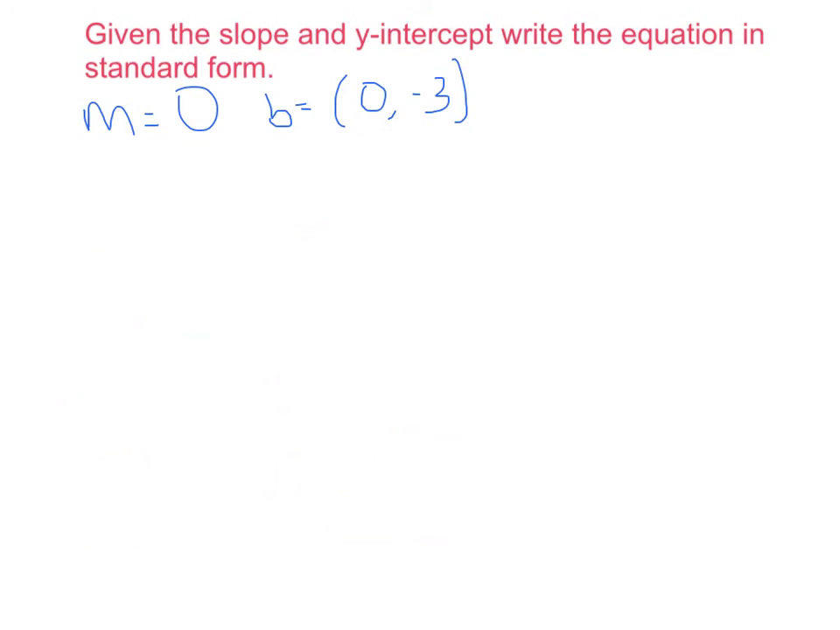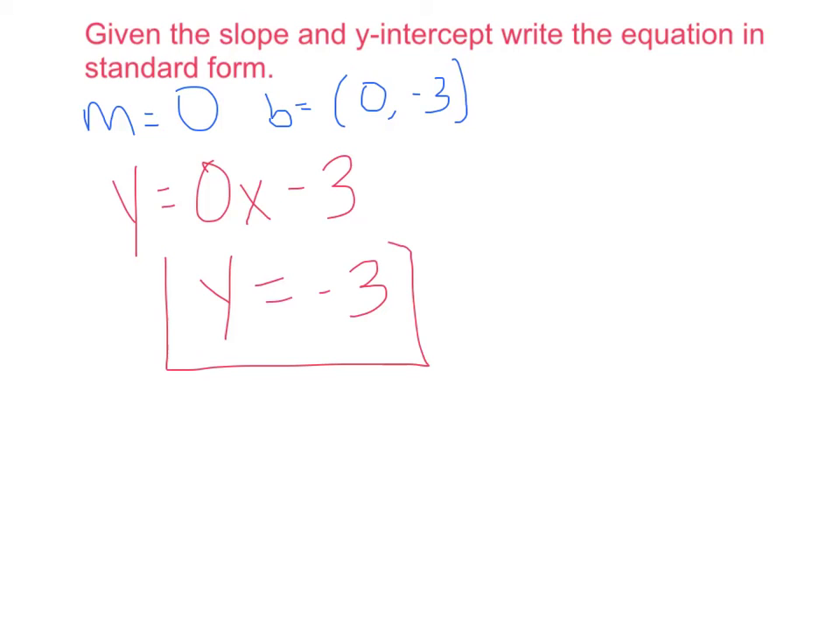Given the slope and y-intercept, write the equation in standard form. So y equals, my slope is 0x minus 3. Now 0x, really we don't even need to put it, so y equals negative 3. Now there's no x left. Remember, a horizontal line has a slope of 0. There's no x in the equation. So this is your standard form.